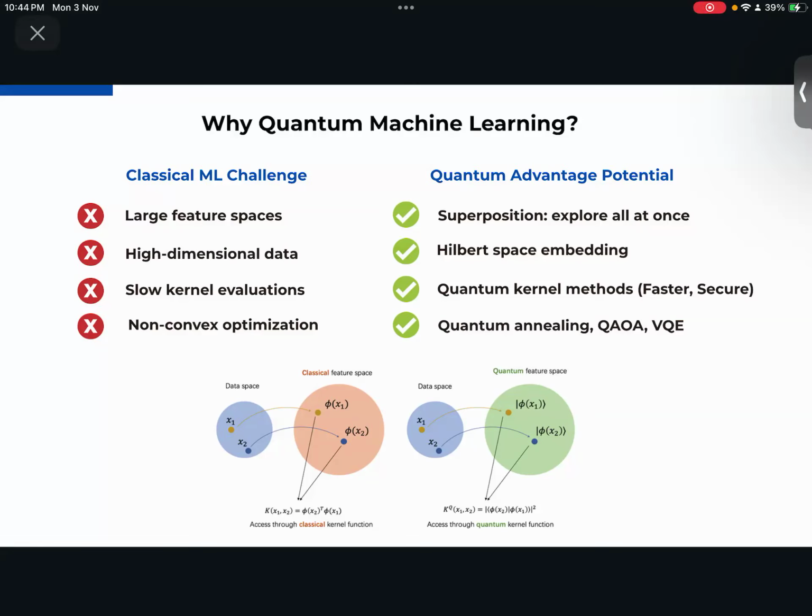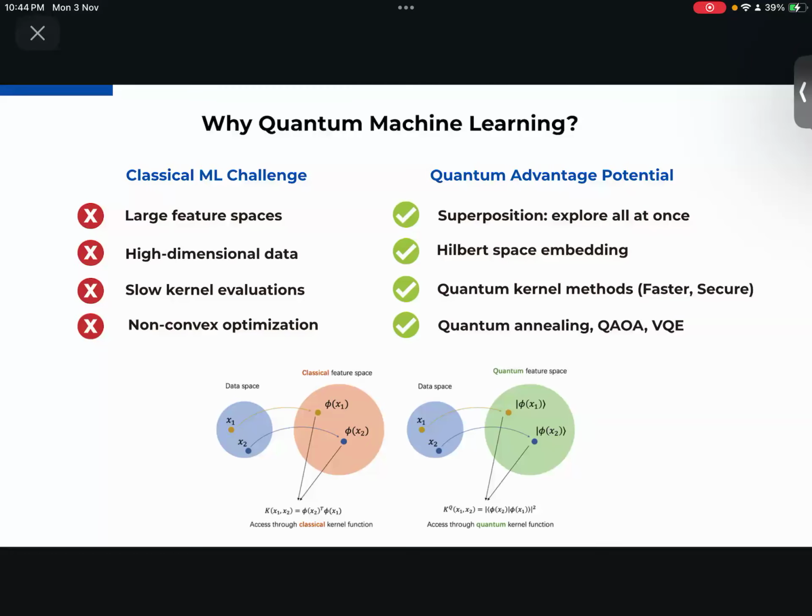We also have the slow kernel evaluation methods in classical machine learning. So researchers have been developing several algorithms, including the quantum kernel method. This method is faster and more secure, as you're encoding your data in kernels and connecting the kernels together, and the data transfer between the kernels is really secure because you don't really exchange the data, you only exchange the parameters.